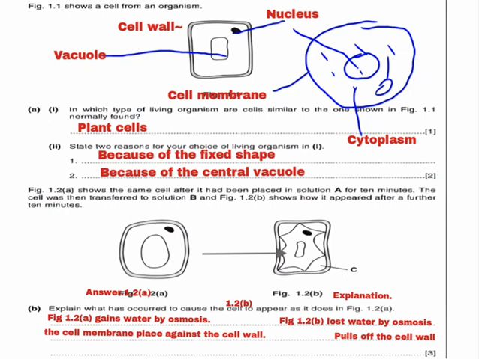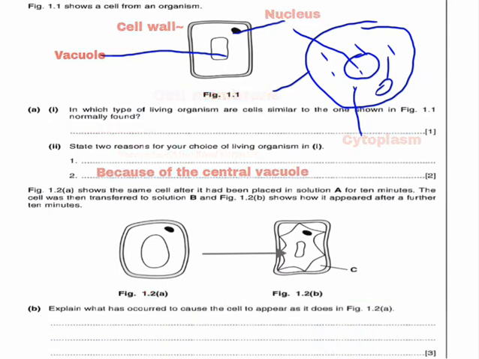Now, like the way the cell in figure 1.2a is looking, this one here has gained water by osmosis. When a plant cell gains water by osmosis, it is going to undergo cell turgidity. As you can see here, the plant cell has a cell wall, which means it is not going to undergo bursting. Okay, so let's move on to the next one.